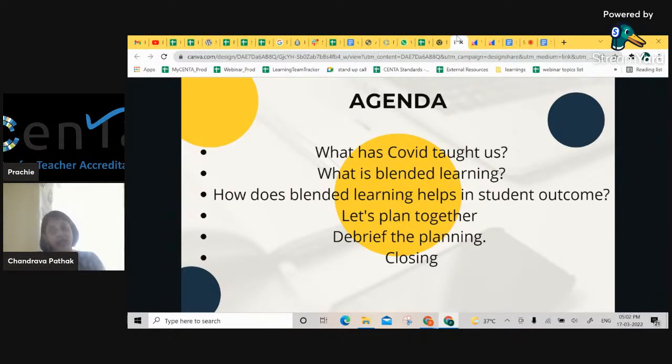Next, we are going to plan one lesson together. We are going to see how we are going to create a blended learning lesson plan for all of our classes. We are going to debrief the planning, and finally, we are going to close out.